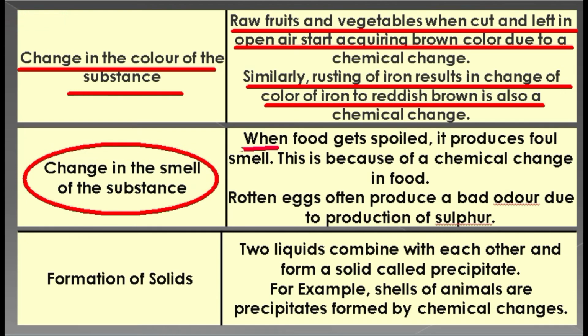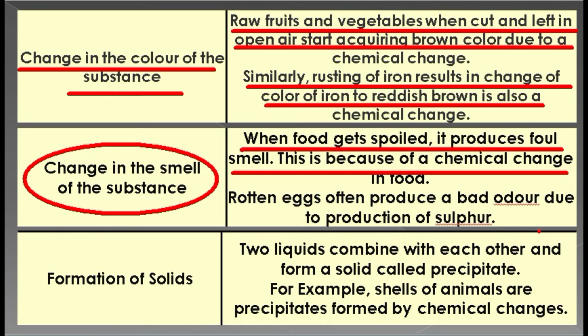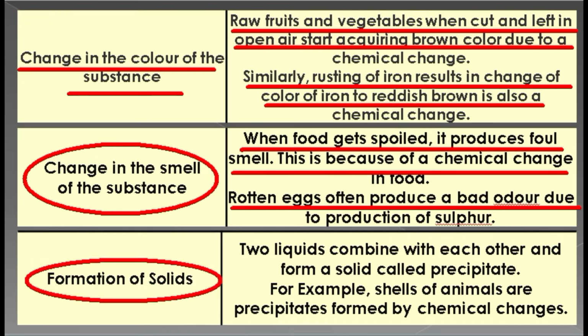Students, have you ever noticed that whenever food gets spoiled, it produces a foul smell? This happens due to the change in the chemical property of the food. Similarly, in the case of rotten eggs, when the eggs are spoiled, they often produce a bad odor, meaning smell, and this is due to the production of sulfur in them. The next property is formation of solids.